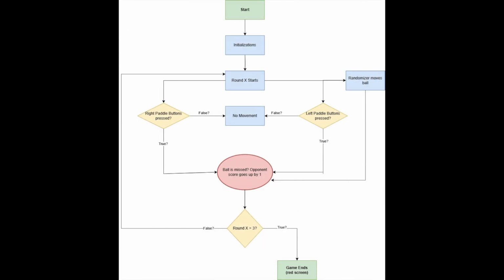As you can see in the flowchart for the game state controller, we go to our initializations, and then we start at a certain round. Once the buttons are pressed, if the ball is missed, then the score goes up by 1, and so forth. If the round reaches 3, the game resets. If the round doesn't reach 3, it goes back and another round starts, and it keeps going until the rounds hit 3. The randomizer is what is moving the ball.